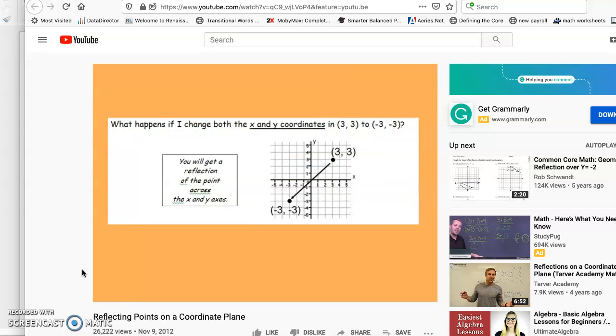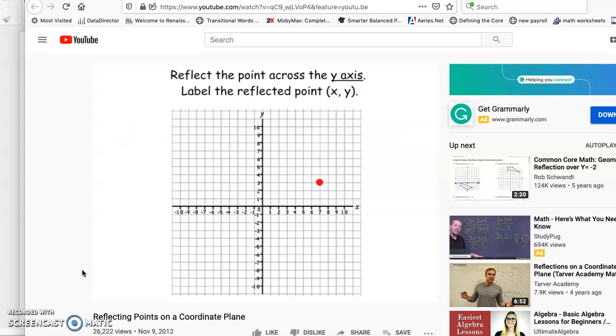Well, what would happen if I took both of those points and I took the opposite of both those points? So instead of 3, 3, I did -3, -3. Well, this is interesting. Look what happens. It actually ends up reflecting across the x, and it ends up reflecting across the y. It reflects across both. So let's try a couple of these.